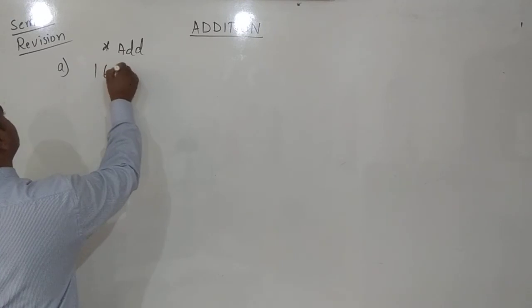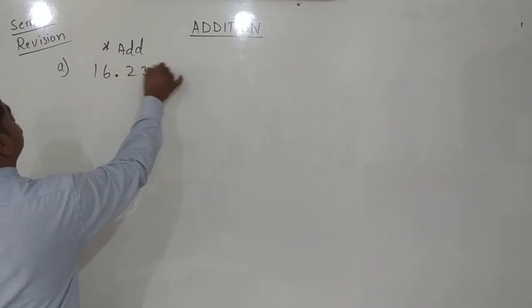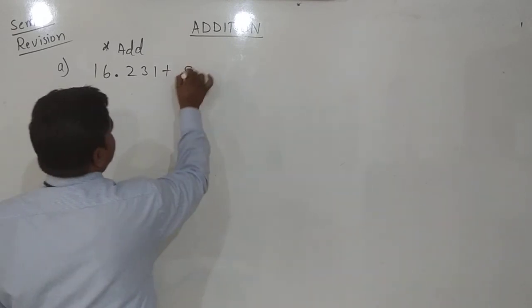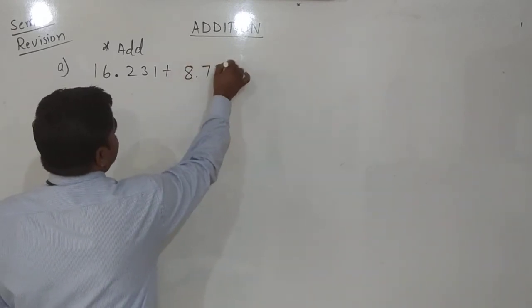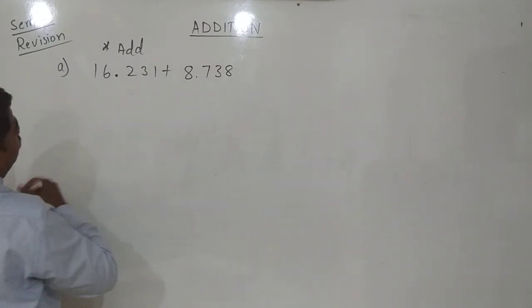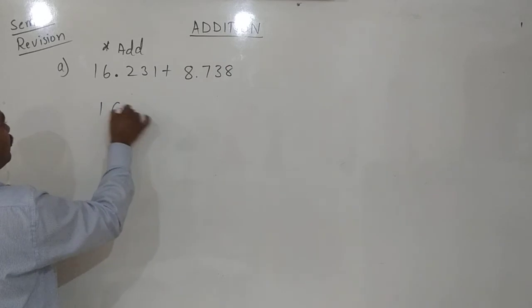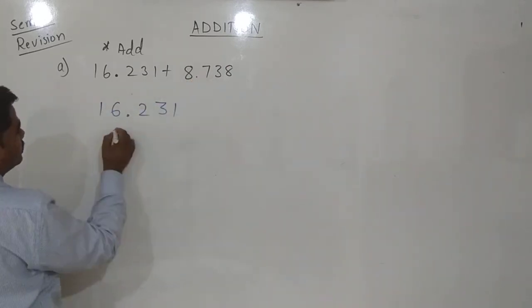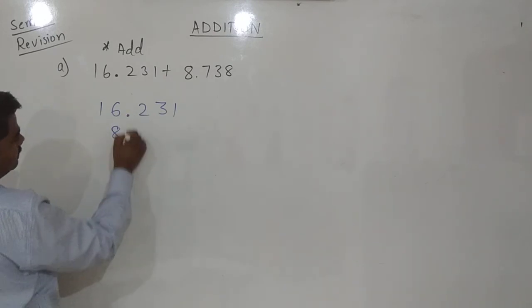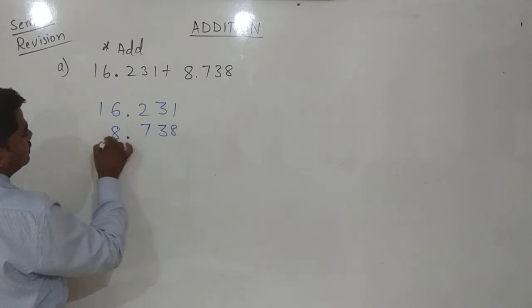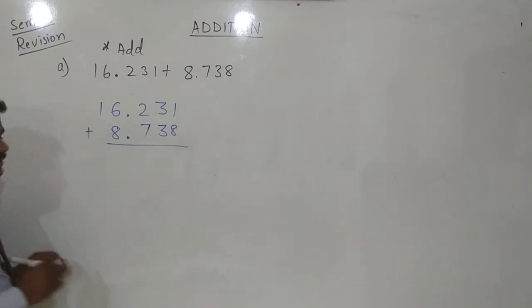16.231 plus 8.738. You should arrange these decimal numbers according to their place, one below the other. First write 16.231, then 8.738, with the decimal point one below the other. Now we can add it very easily.